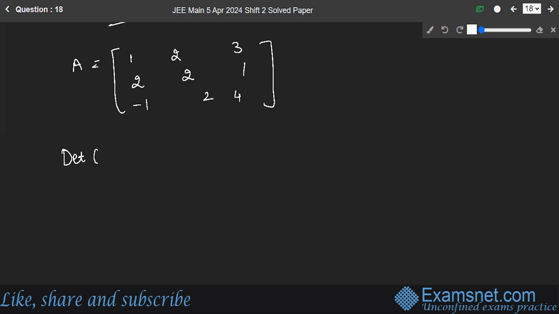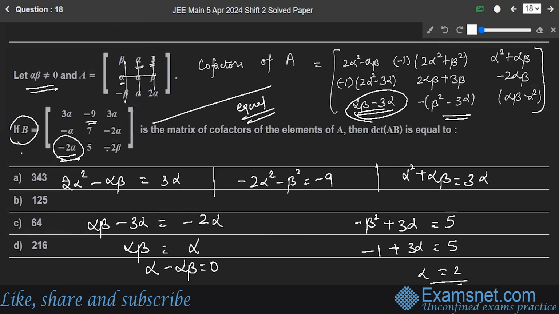So determinant of A into B is equal to determinant of A multiplied by determinant of B. So this is equal to determinant of A times determinant of adjoint of A transpose. Now, why is that? See, B is the cofactors of A matrix. And whenever I take the adjoint of any matrix, this is a transpose.